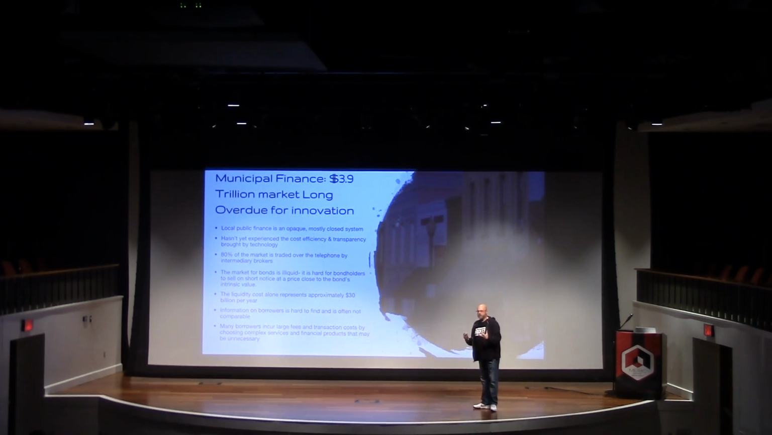The way that market works is very murky. It is a $3.9 trillion market in the United States. Massive, massive market. 80% of that market is traded over the telephone by broker-dealers. So if you buy a bond and you want to sell it before it's expired, you have to call your broker. And then the broker sits on the phone and starts calling the broker network. This market literally has never been innovated. It has never been disrupted.